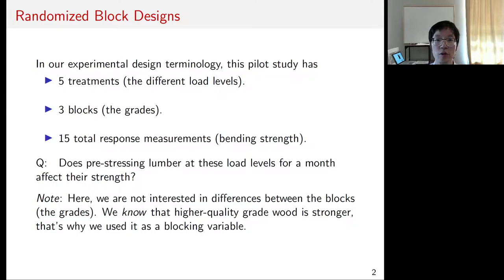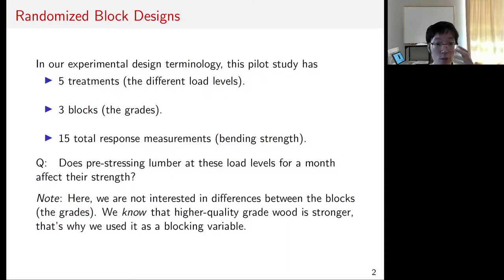So let's talk about it in terms of our experimental design terminology. Okay, so we had five different load levels. So there's only just one factor here. So those load levels are the five treatments that we have. The blocking variable is the three different grades of wood that we bought for the experiment. And so we get one replicate per block, and so 50 in total response measurements, which are the bending strength measurements from this machine.